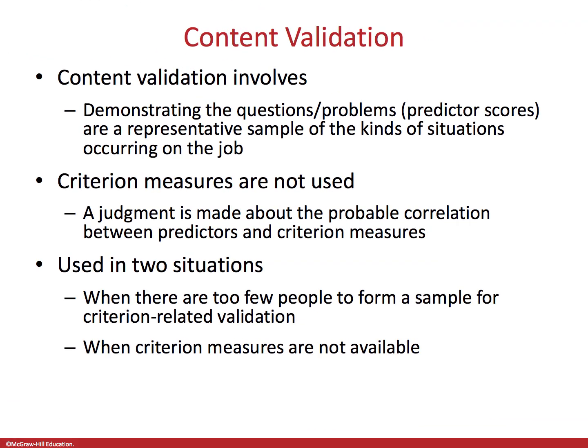Content validation is also sometimes called judgmental validation because it's used when there are either too few people for a sample or when no criterion measures are available. Basically, someone makes a judgment call about what problems will occur on the job and also about the correlation between a predictor and a criterion measure.